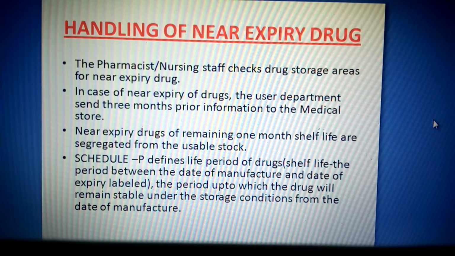Schedule P. What is Schedule P? Schedule P defines the life period of a drug, meaning shelf life. What is shelf life? The shelf life is the period between the date of manufacture and the date of expiry labeled on a bottle or a strip or a packet. It is the period up to which the drug will remain stable under the storage conditions from the date of manufacture.